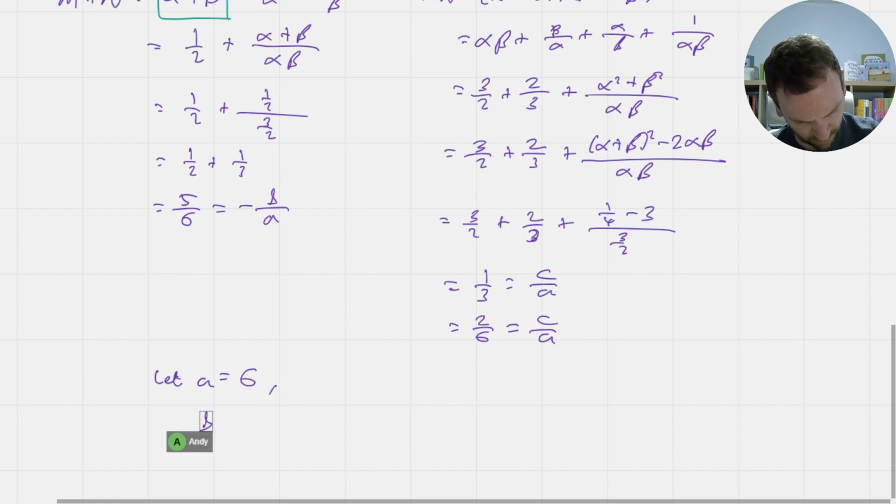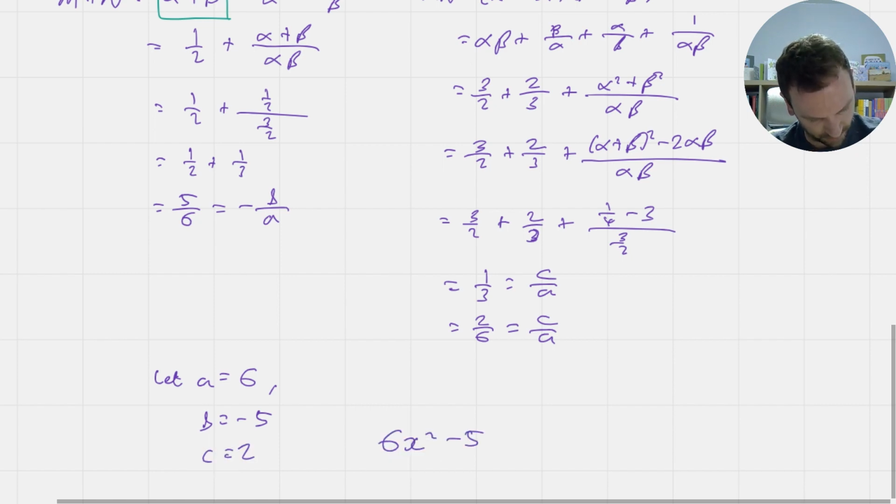So if we do that, we're going to get B is -5, and we're going to get C equals 2, so our equation is just going to be 6x squared, subtract 5x plus 2 equals 0. Make sure you state your equals 0 when you're doing that. Okay, so that's the quadratic case.